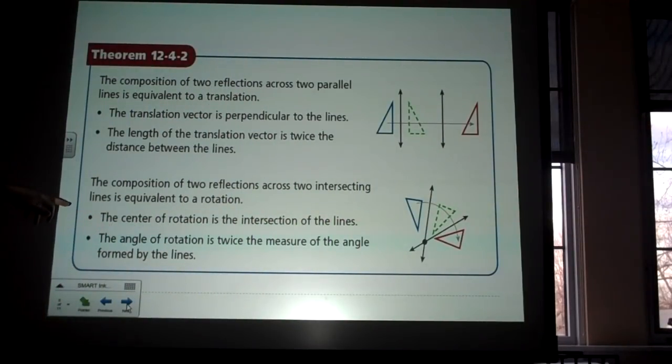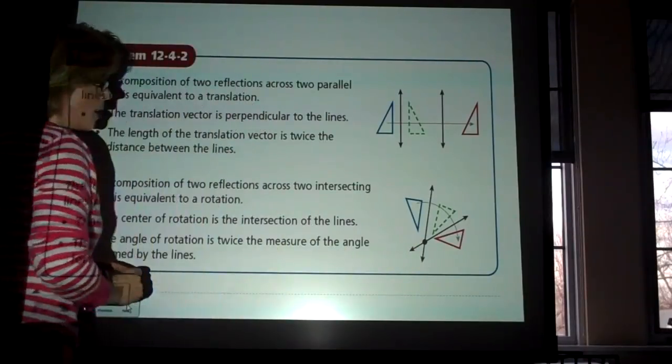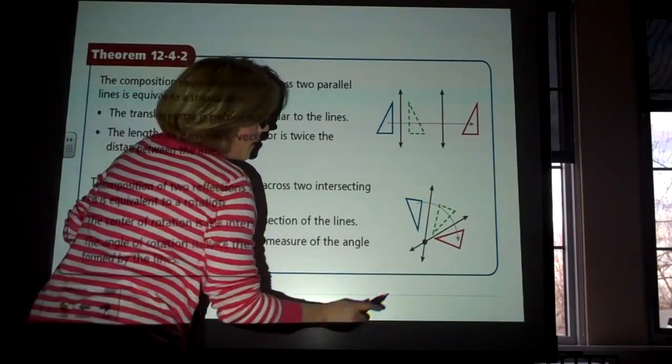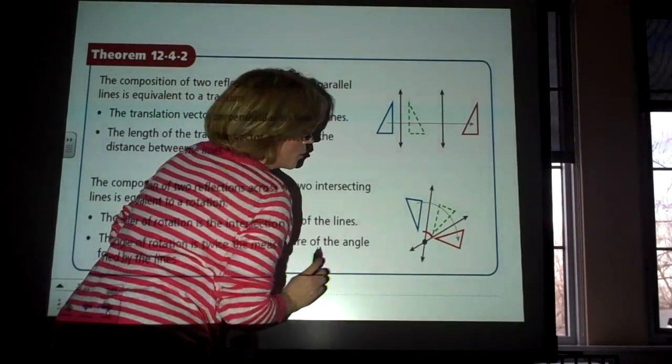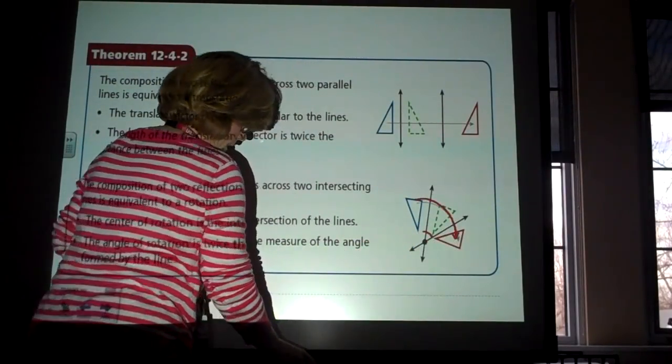Okay, the composition of two reflections across two intersecting lines is equivalent to a rotation. What this means is the two lines intersect at this point, so there's your point of rotation. This angle measure is doubled to get the angle measure of that rotation.